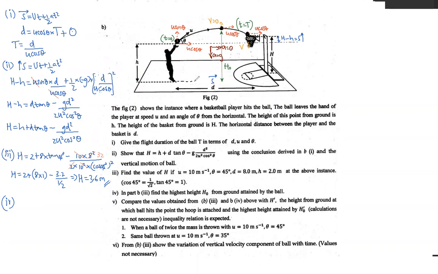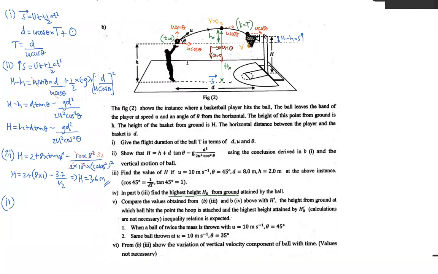This is the ground level, right? From that ground level, you can't find capital H naught directly. Instead, you can find simple H naught, which is this particular height. If you find simple H naught, it's a matter of adding simple H to find capital H naught. But read the question carefully: find the highest height H naught from the ground.